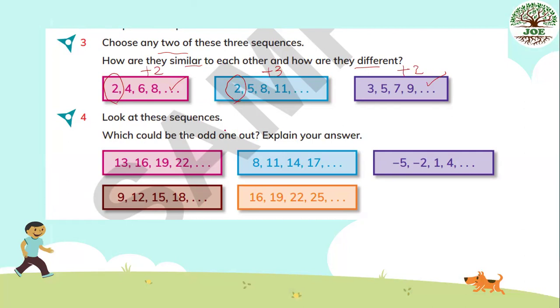Okay. Now, look at these sequences, which could be the odd one out? The odd one out is the different one. Explain your answer. So let's find the term to term rule. This is add 3. Negative 5, negative 2, add 3 again. 9, 12, 15, add 3. So all the sequences have the same term to term rule. What is the difference? What is the odd one out? This sequence is the only one which includes negative numbers.